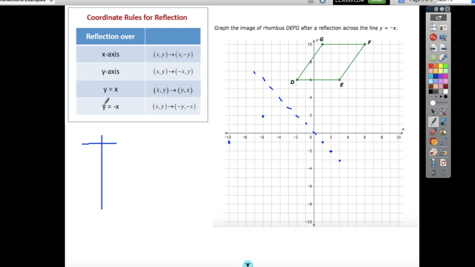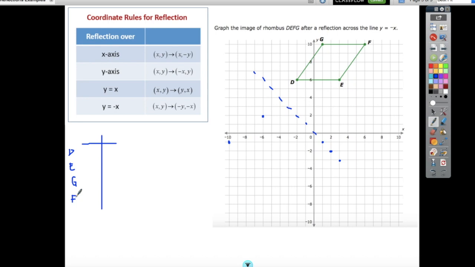So when we're reflecting across y equals negative x, our y and x values switch spots again, but then they also both change signs. So some of our values are positive, they'll become negative. Some of our values are negative, they will become positive. And we're doing points D, E, G, and F this time.